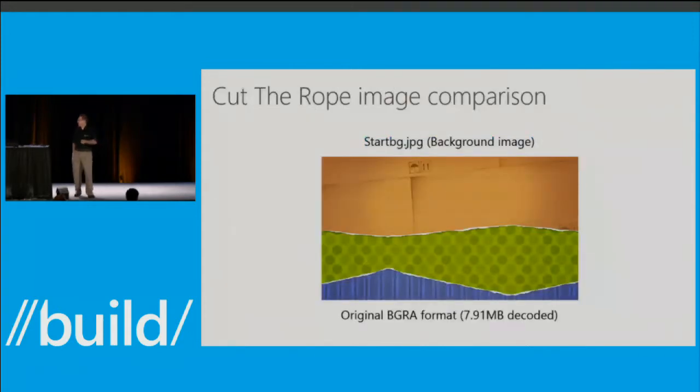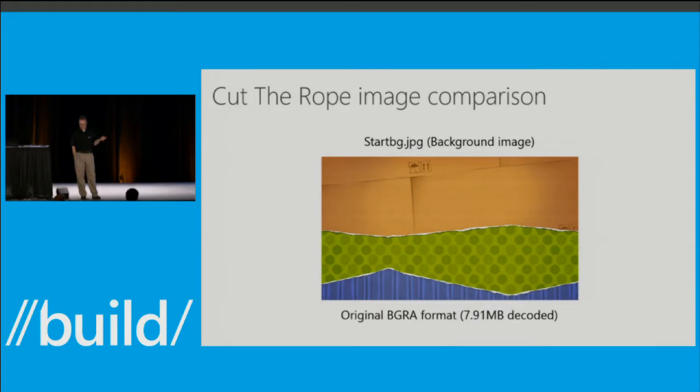So to look at how this works, we pulled one of the images from Cut the Rope, the background image. Originally, when you think of it in the RGB format, when you pull it out and expand it out, it's about 8 megabytes. Now, I'm sure you can't tell the difference on the slides given that we're projecting here, but notice the difference in size. 7.91 megabytes in memory versus less than a meg. Significant in terms of what we get.